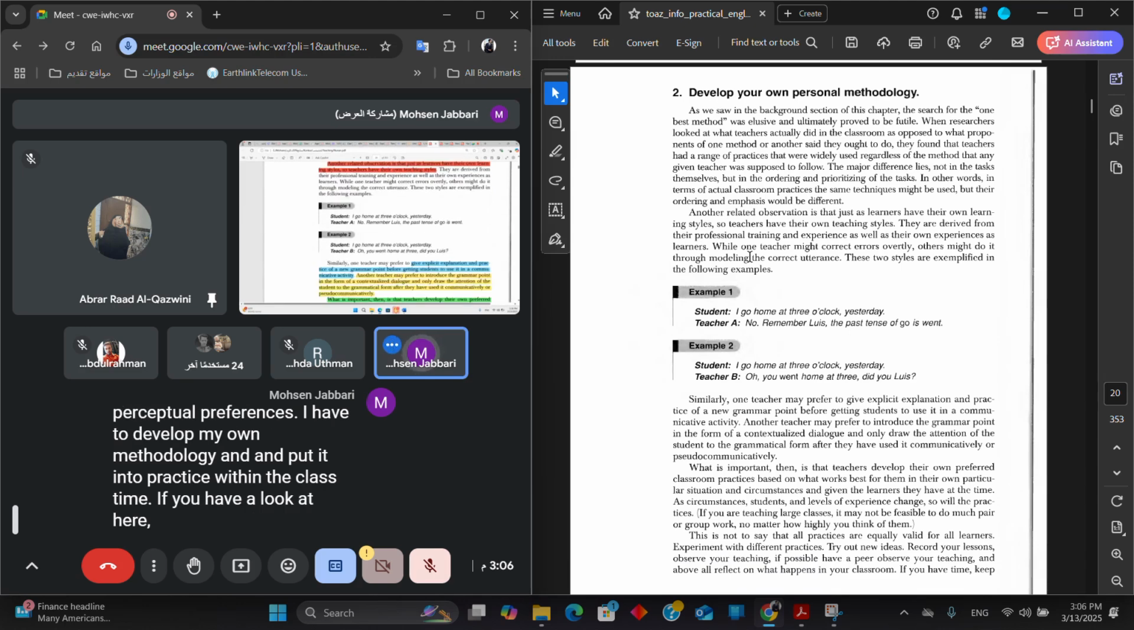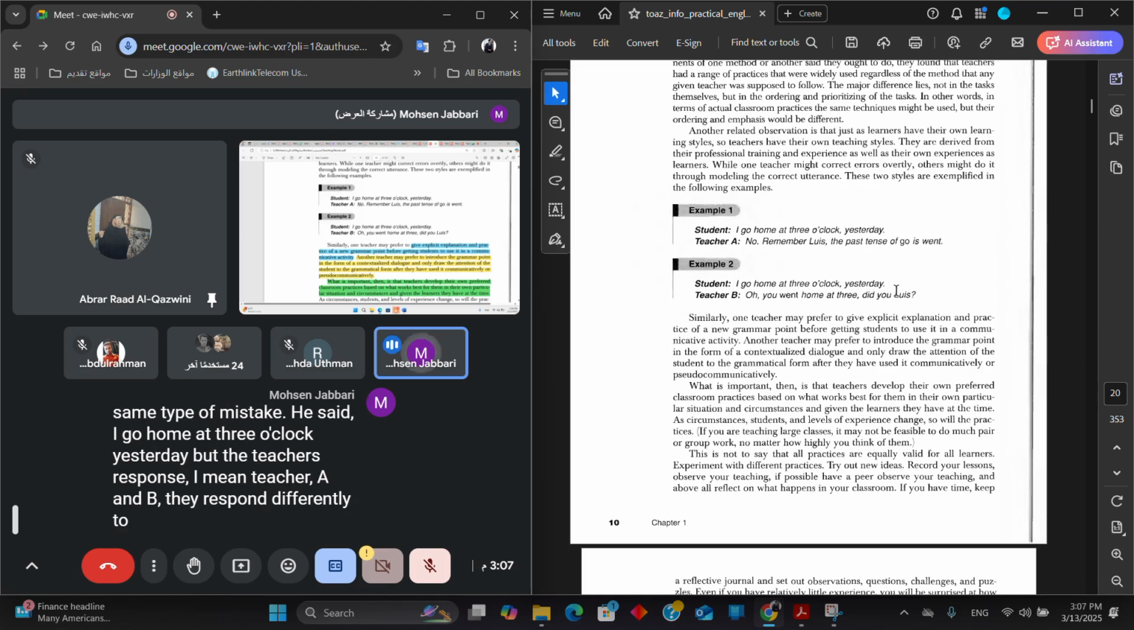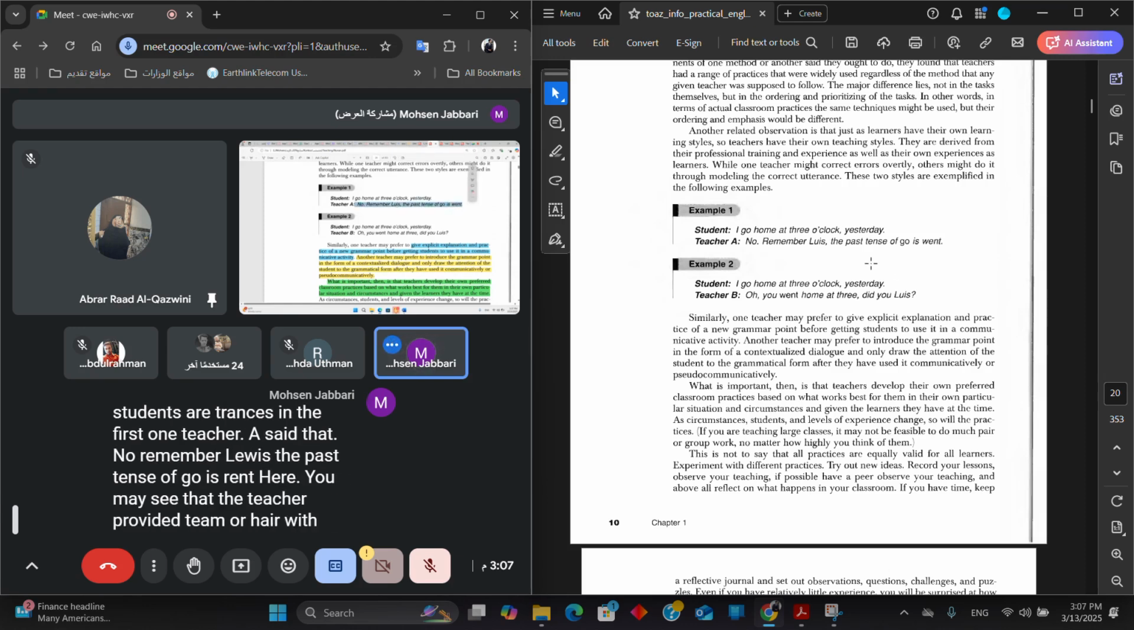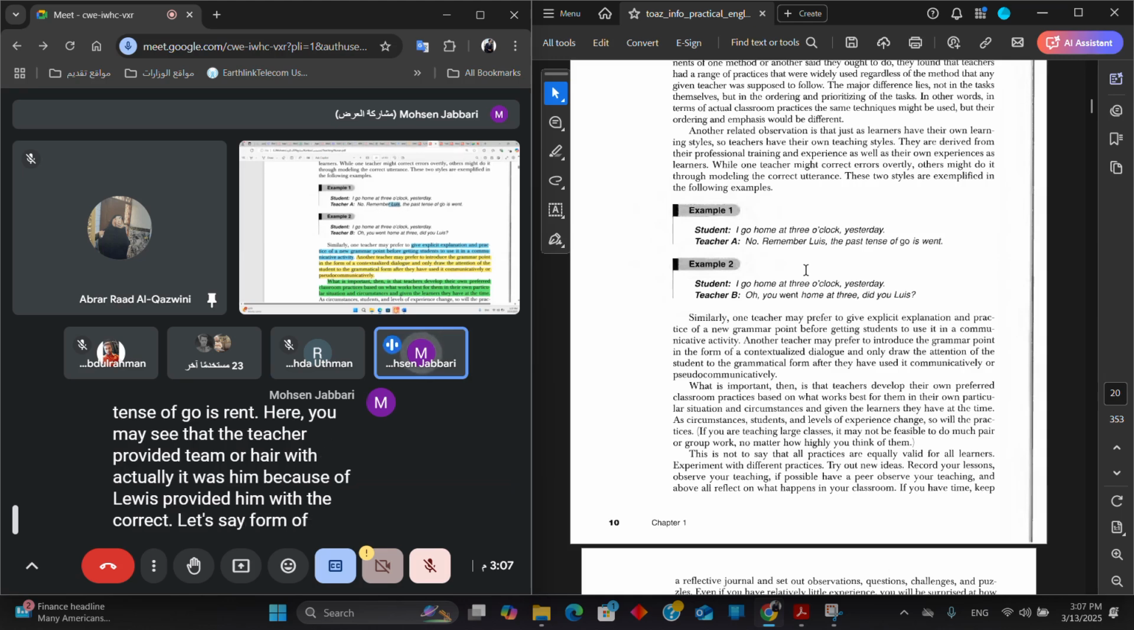If you have a look at here, you may see two examples in which a student made the same type of mistake. He said, "I go home at 3 o'clock yesterday," but teacher A and B respond differently to these students' utterances. In the first one, teacher A said, no, remember, Louis, the past tense of go is went. Here, you may see that the teacher provided him, because of Louis, with the correct form of the verb go.